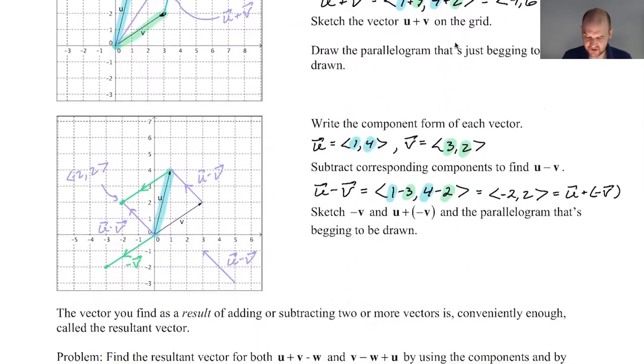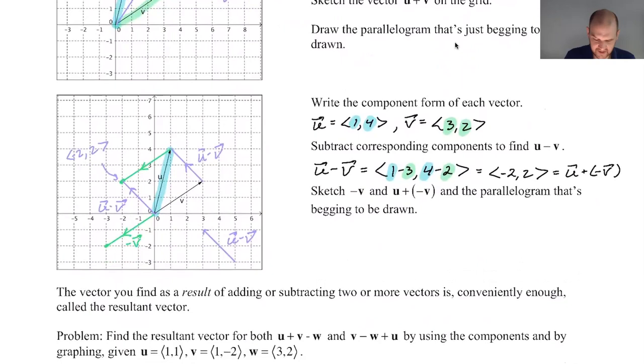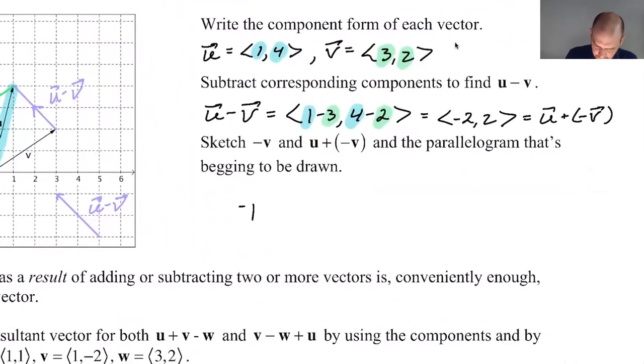And then when we wanted to subtract, it was a little different. What we did was, instead of doing u minus v, we really do u plus negative v. So we find negative v, right? Negative v in this problem would have just been the opposite of v. So v is telling me to go 3 to the right and 2 up. So negative v would be 3 to the left and 2 down.